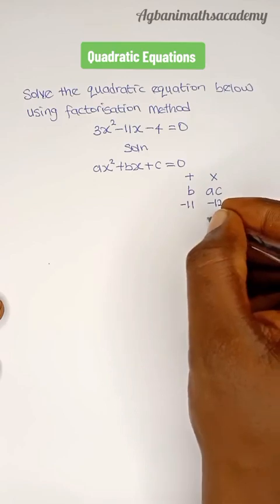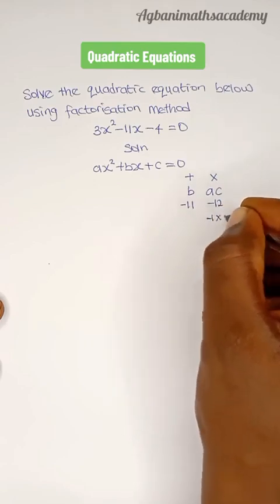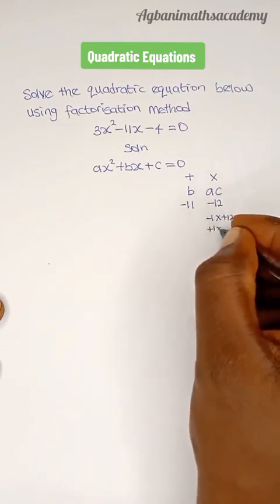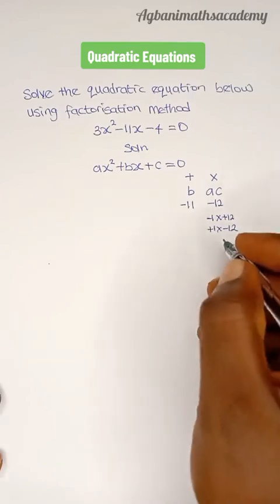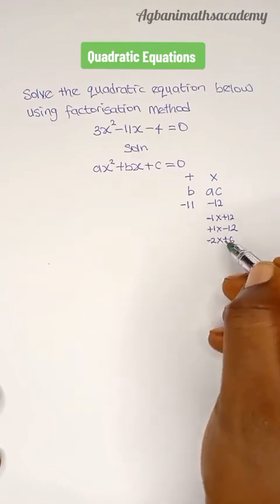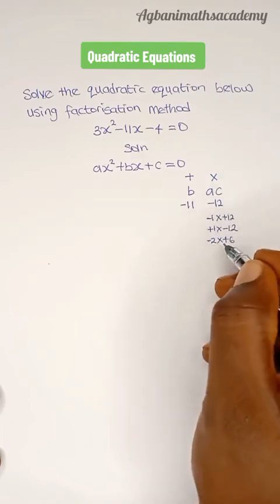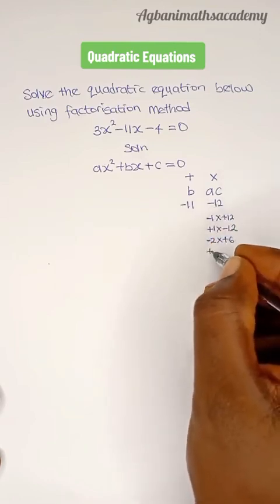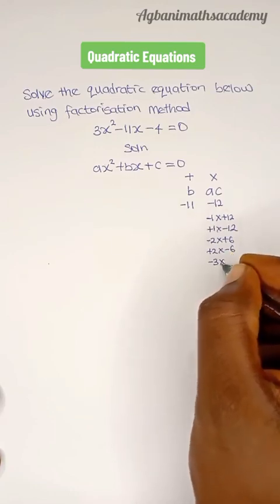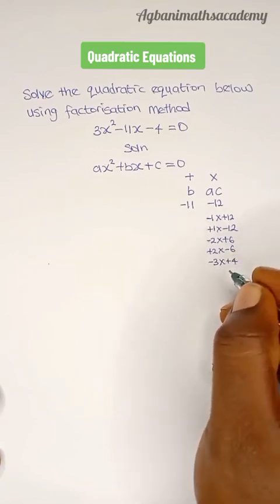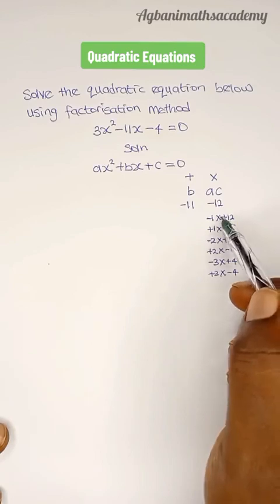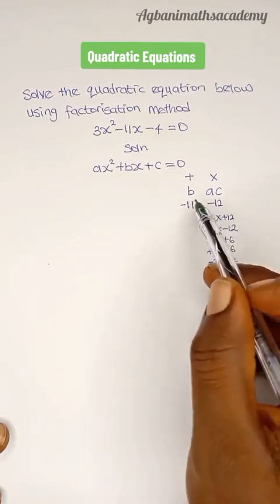To get minus 12, we can have minus 1 multiplied by plus 12. This will give us minus 12. Also, plus 1 multiplied by minus 12 will give us minus 12. We also have minus 2 multiplied by plus 6. Remember, once the signs are different, your answer will be negative. So minus 2 times plus 6 will give us minus 12. Also, plus 2 times minus 6 will give us minus 12. We also have minus 3 times plus 4 will give us minus 12, and plus 3 times minus 4 will give us minus 12. But among these combinations, which one will add themselves to give us minus 11?